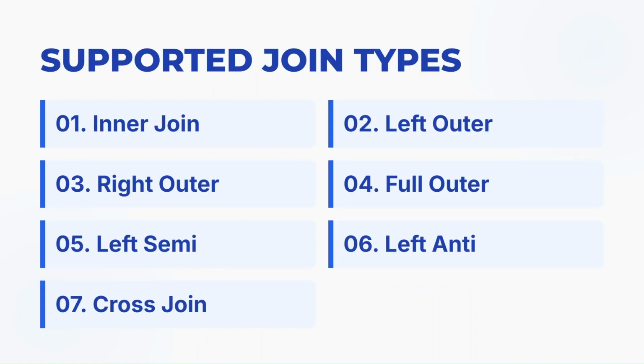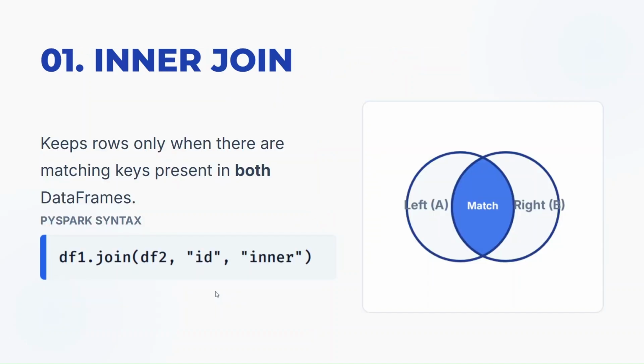So here is the list of joins we have in PySpark. Inner join, left outer or left join, right outer, or we call it right join, full outer, left semi, left anti, and cross join. Okay. So first we'll discuss inner join.